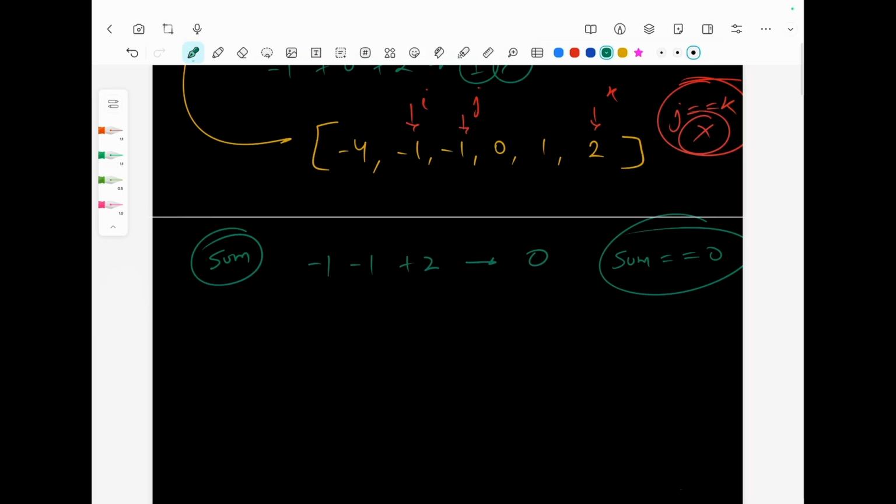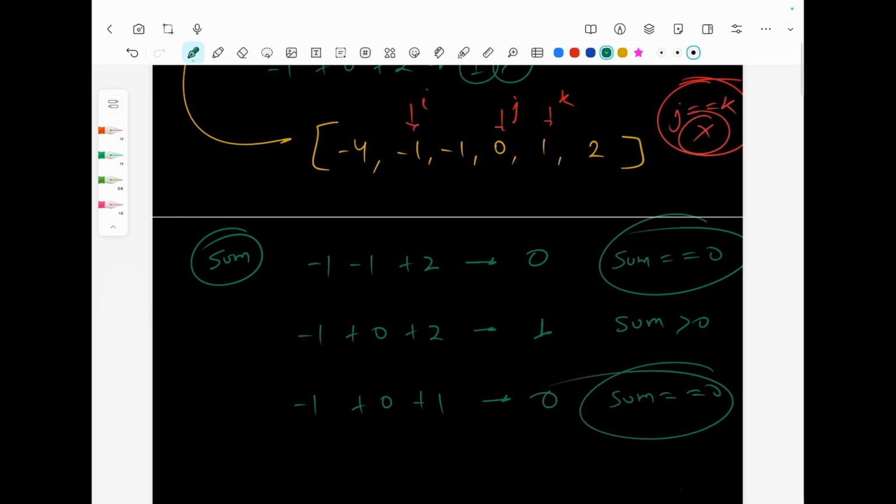So we will just insert these values into the array. Now we will move our j to the next, then -1 plus 0 plus 2, it is 1. This time our sum is greater than 0. That means we have to reduce our sum, so it will achieve 0. So this time we will move our k. So our sum will become -1 plus 0 plus 1, it is 0. So we were able to get another answer.